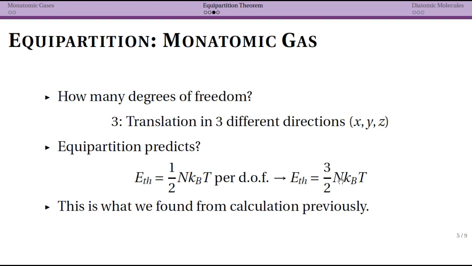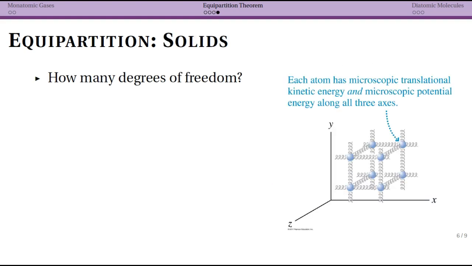So you can get to this 3/2 NkBT either from the equipartition theorem or from the detailed calculation that we did. So now let's look at a different type of system. Again, monatomic gas, we already knew this from before. What's something new? We can look at solids. Now remember that our solid model is basically a crystal where we're using a ball on spring model. So every atom is connected by springs to the atoms around it. So we have to think about the kinetic energy that it has bouncing back and forth on the springs and the potential energy that it has stored in the springs.